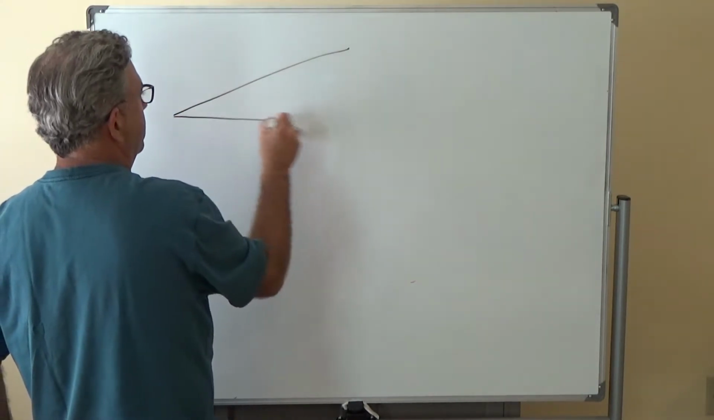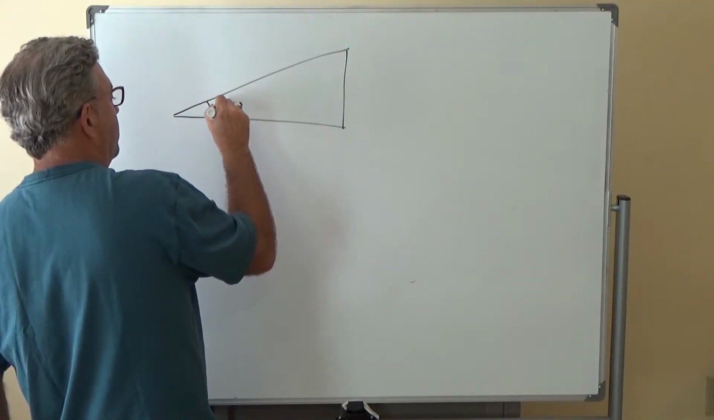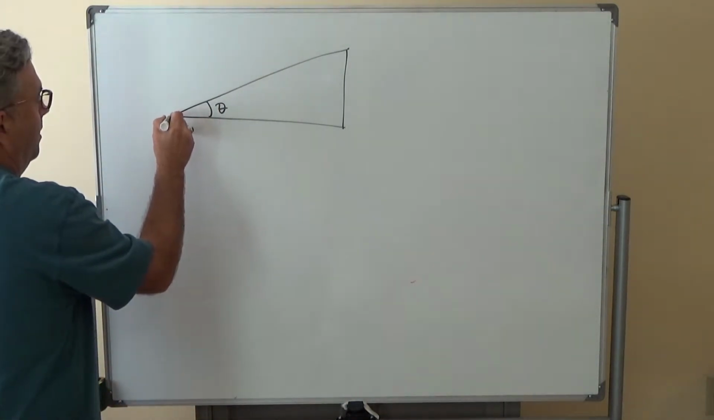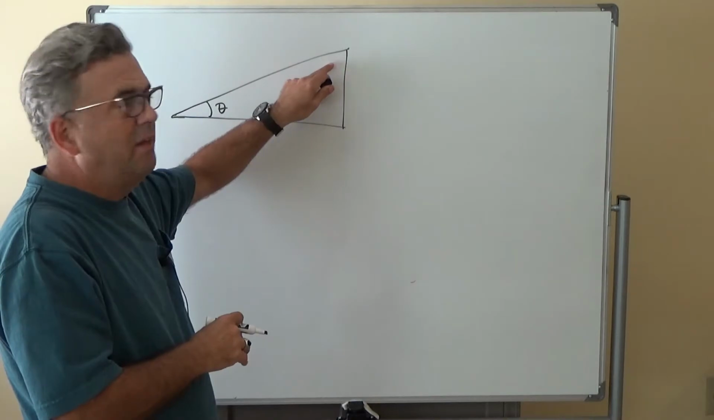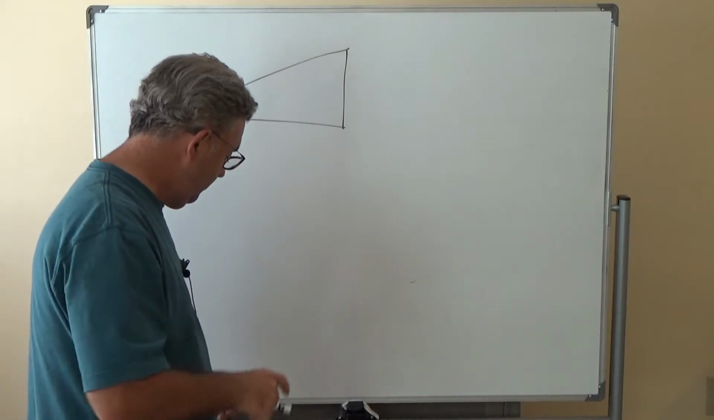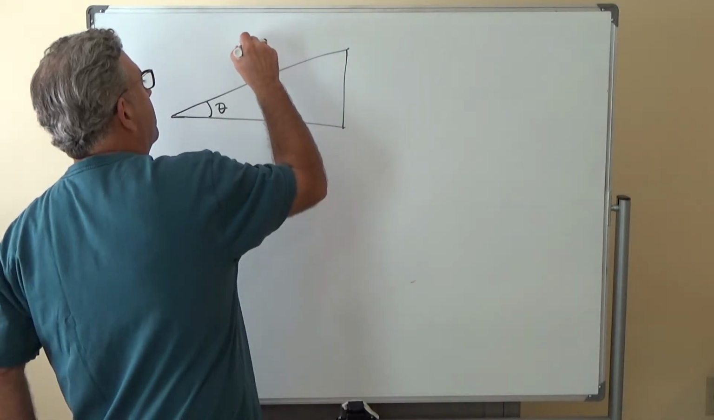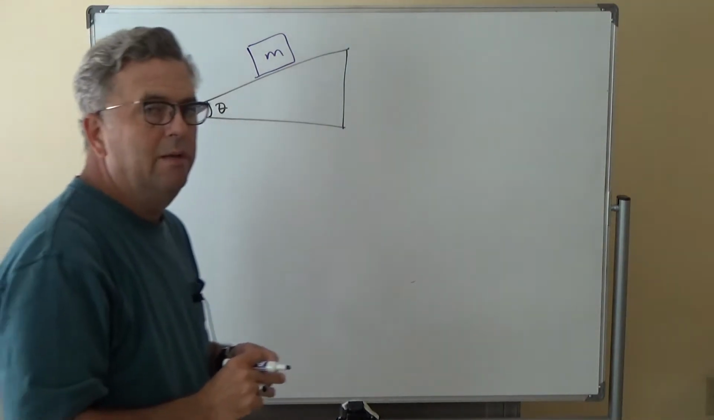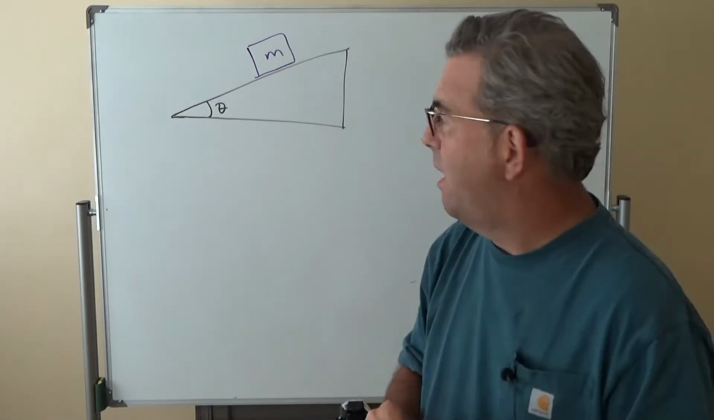So here is an inclined plane. Let's call this angle theta. Typically, you call the smaller angle theta. You could use theta here, but we're going to call this angle theta. And let's say there's an object sitting on the plane of mass m. No friction. So let's look at the forces acting on this object.